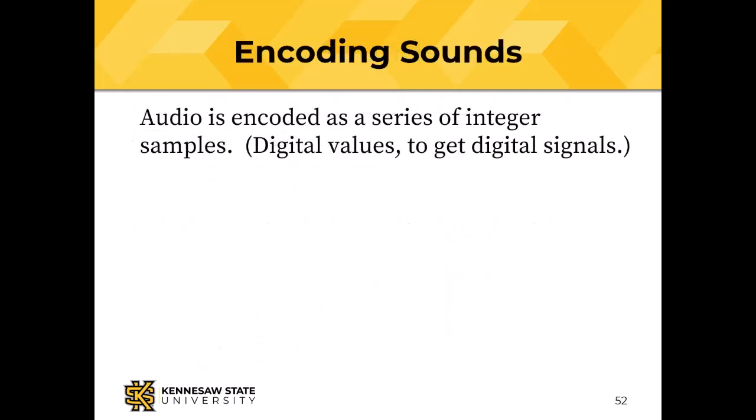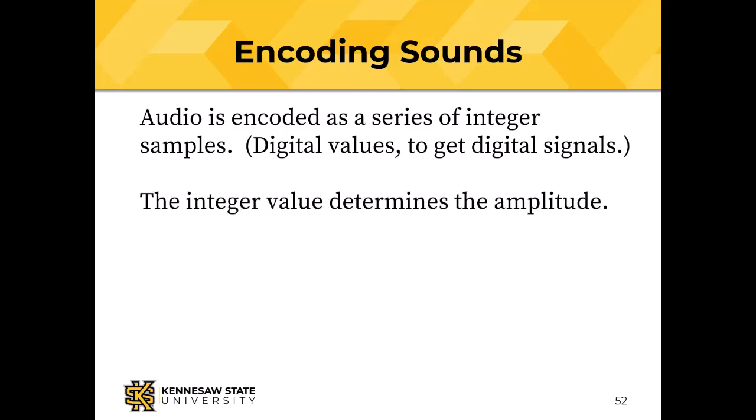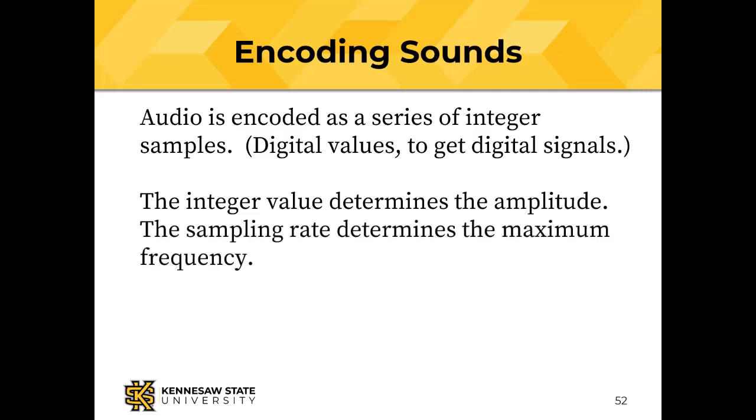Audio gets encoded as a series of integer samples, that is, a series of numbers: digital values, digital signals. The integer value determines the amplitude. An integer of large value, that's a loud sound. An integer of small value, that is a soft sound. The sampling rate determines the maximum frequency.